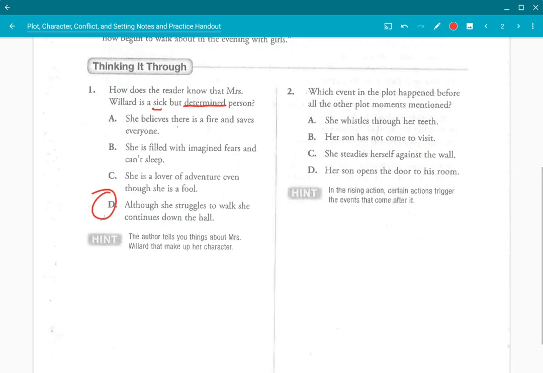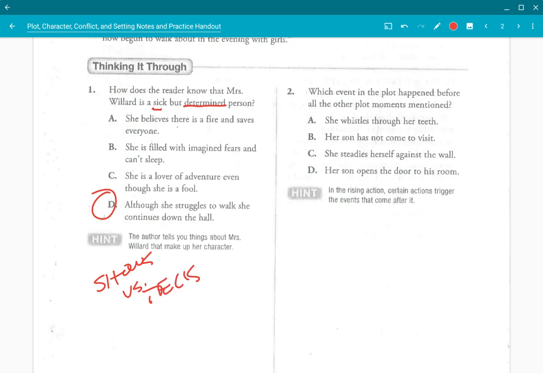And this is an example of when an author shows versus tells. Some characterization is going to happen basically through the author saying this person is like this, this, and this. A lot of characterization happens when we have to take a look at what the character does and says and guess.